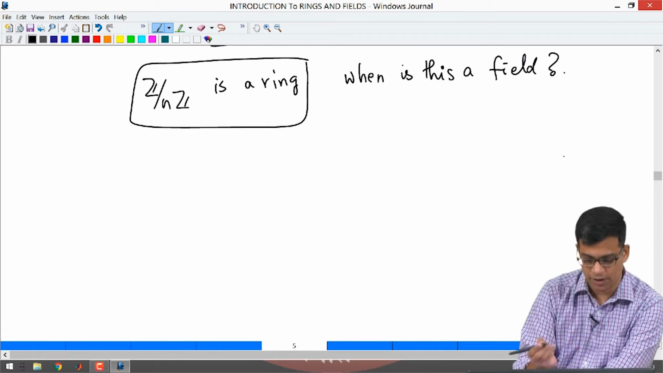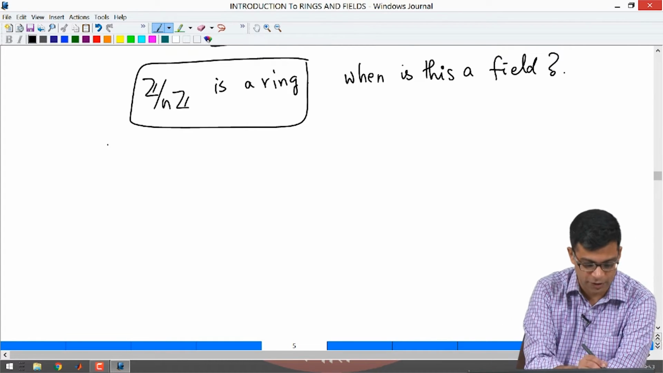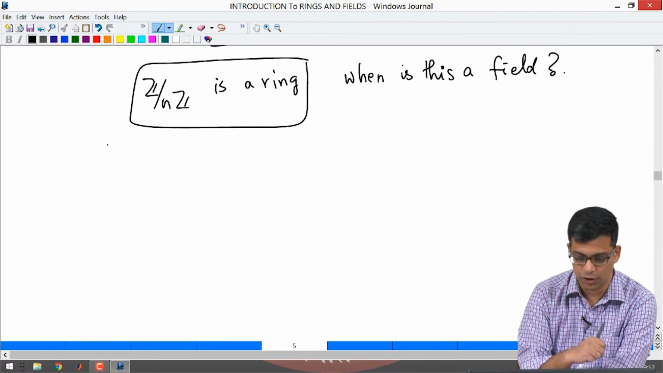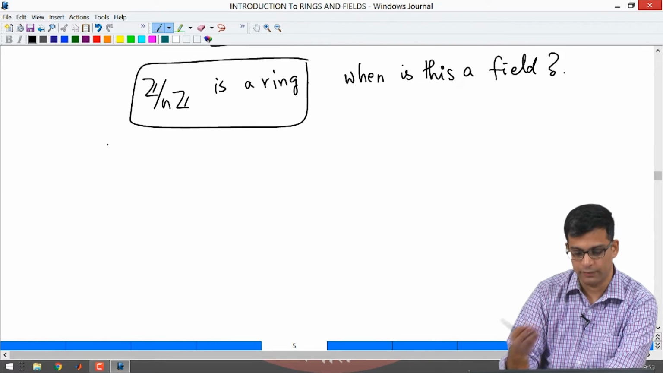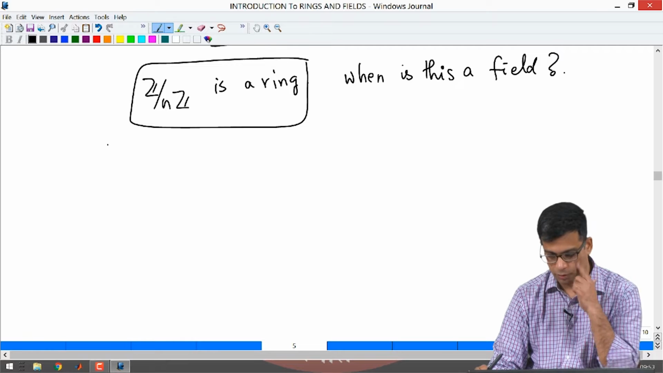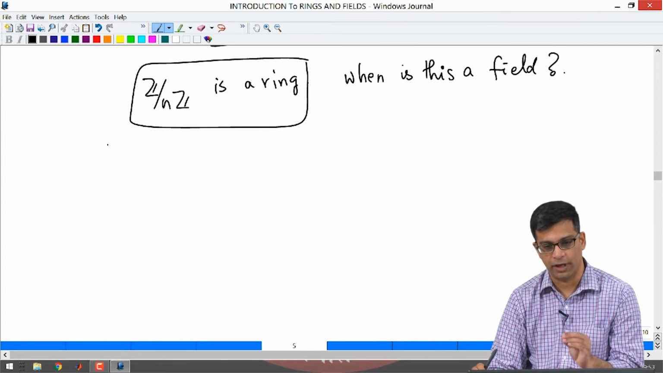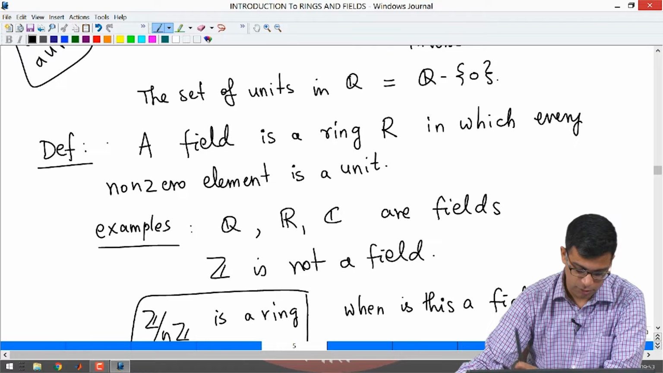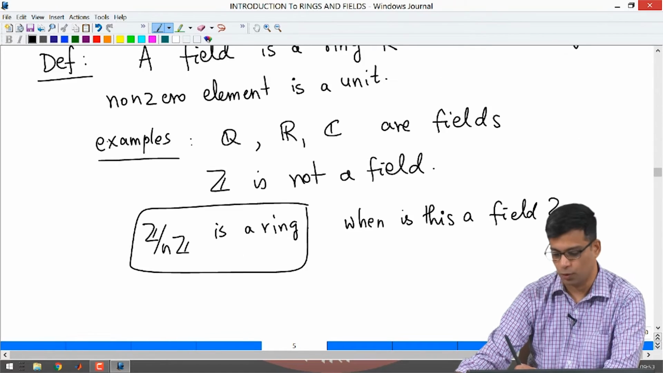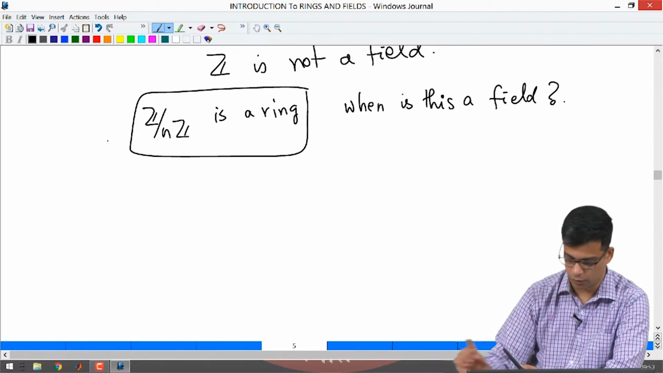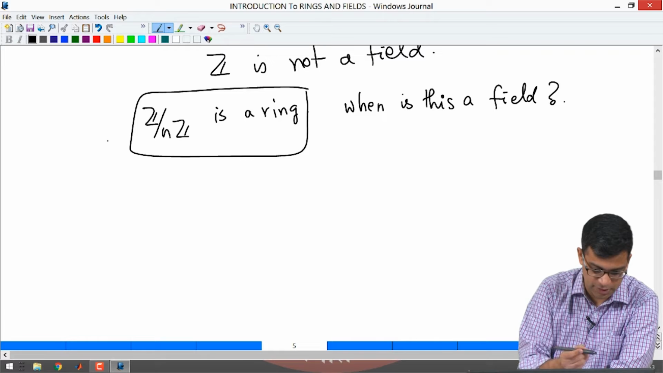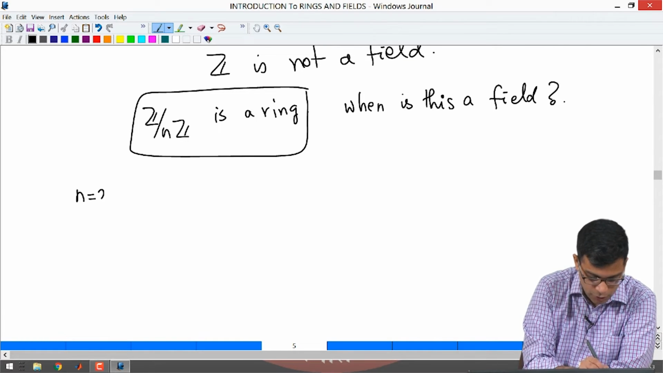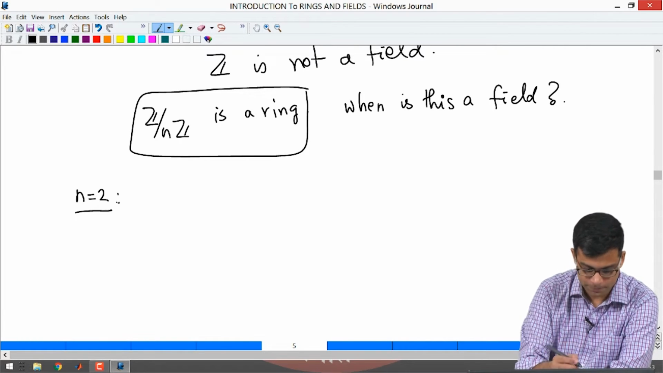So, for example, I will start with n equal to 2, because n equal to 1 is not interesting, because you get the 0 ring. The 0 ring is not a field by convention, because you need a multiplicative group. Every non-zero element is a unit, but you want there to be at least one non-zero unit. So, we assume n is at least 2. Let us first start with n equal to 2.